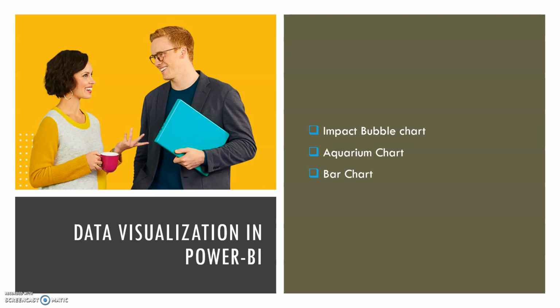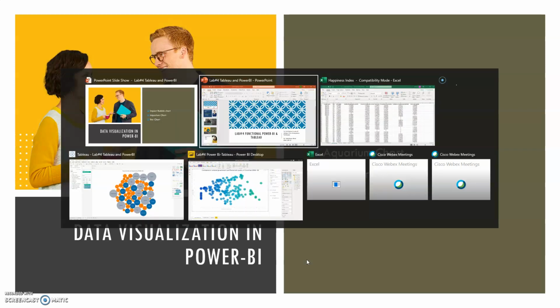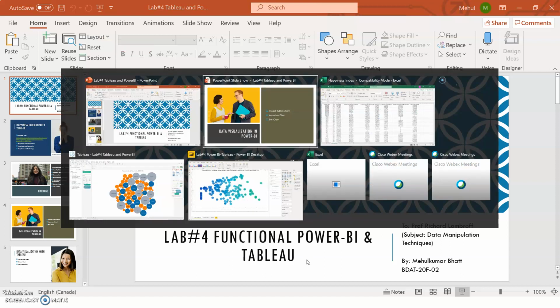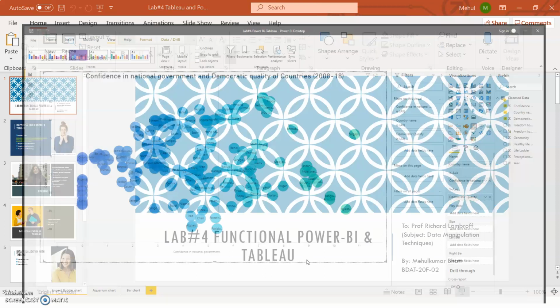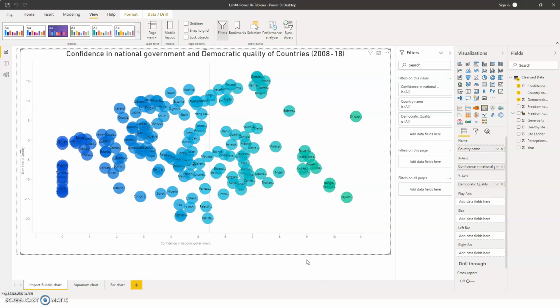So now we'll move to the data visualization part of Power BI. I have tried to do the visualization with the help of three charts: impact bubble chart, aquarium chart, and bar chart. So now we see the Tableau part and Power BI part. So here we are in the chart section, the visualization section of Power BI.